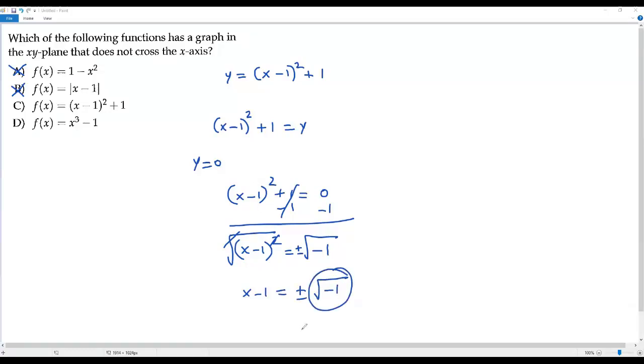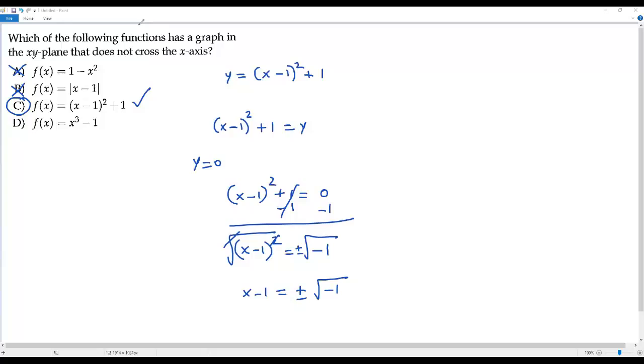Actually, this is an imaginary value. Whenever we have a negative value inside the square root, it is considered to be an imaginary value. Even if I add 1 to both sides, I'm getting an imaginary value for x. That is a complex solution. Okay, so when I plug in y equals 0 in the function that we have in answer choice C, I don't get a real value for x. So since I don't get a real value for x when I plug in y equals 0, the graph of the function in answer choice C clearly does not cross the x-axis. So the correct answer choice for this one is option C.